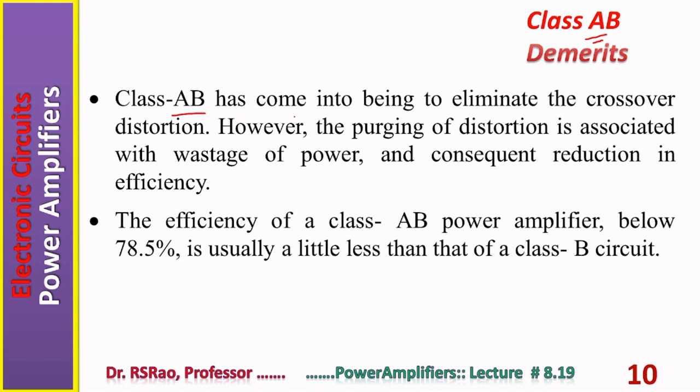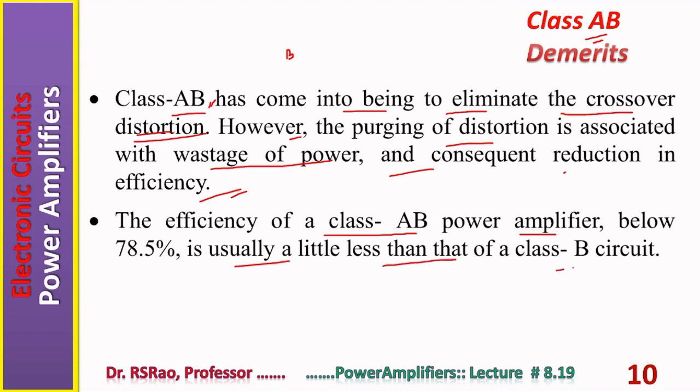Class AB has come into being to eliminate the crossover distortion. This point has to be kept in mind. Class B is associated with crossover distortion. To eliminate crossover distortion, class AB has come into being. However, the purging of distortion is associated with wastage of power and consequent reduction in efficiency. The efficiency of a class AB power amplifier below 78.5% is usually a little less than that of class B circuit.